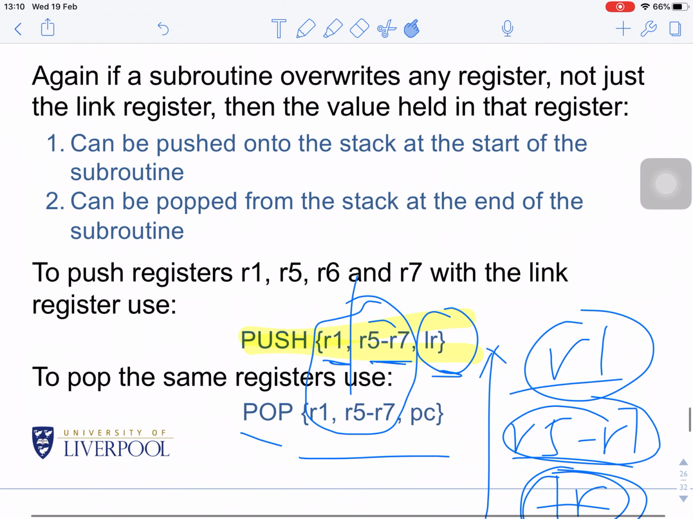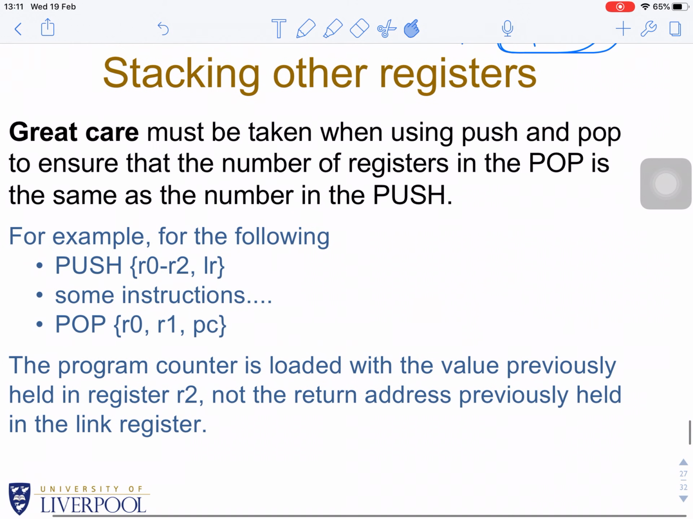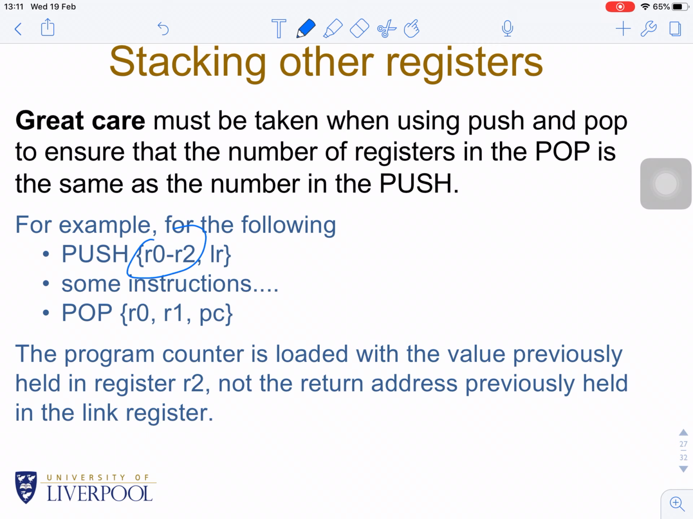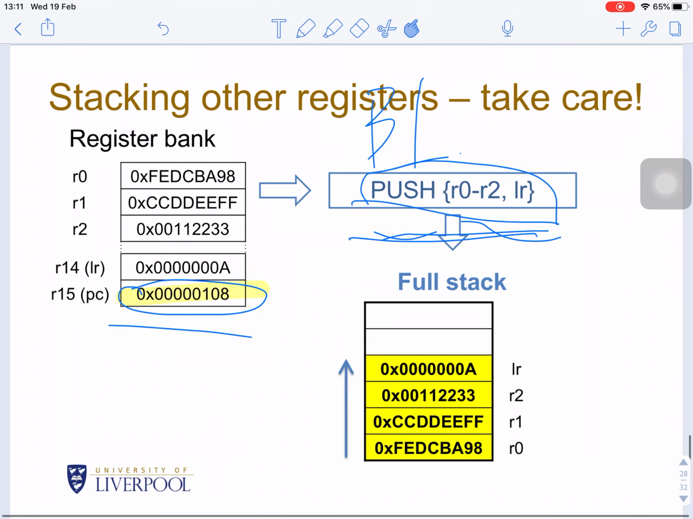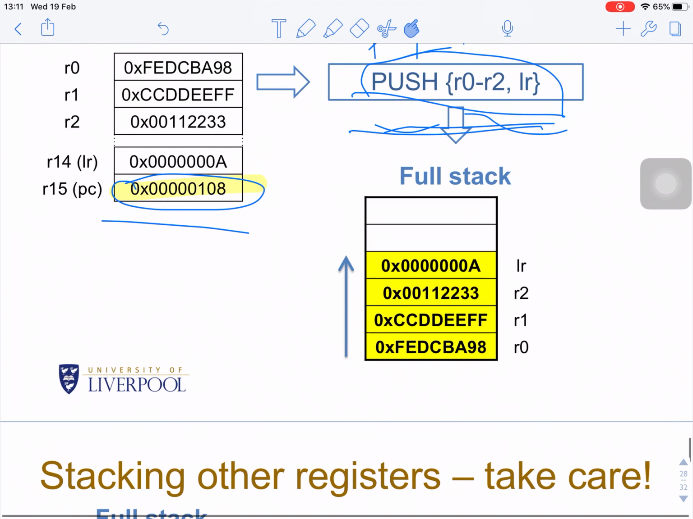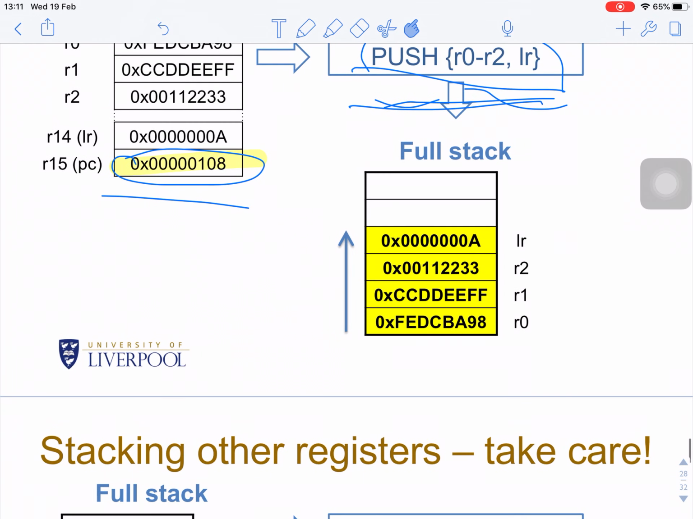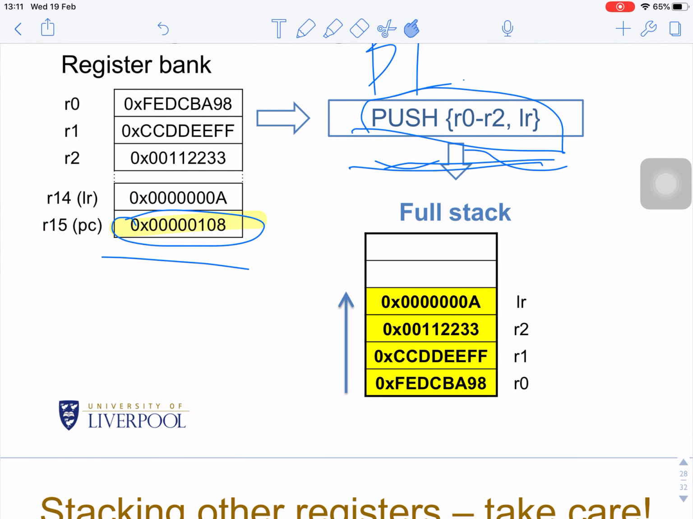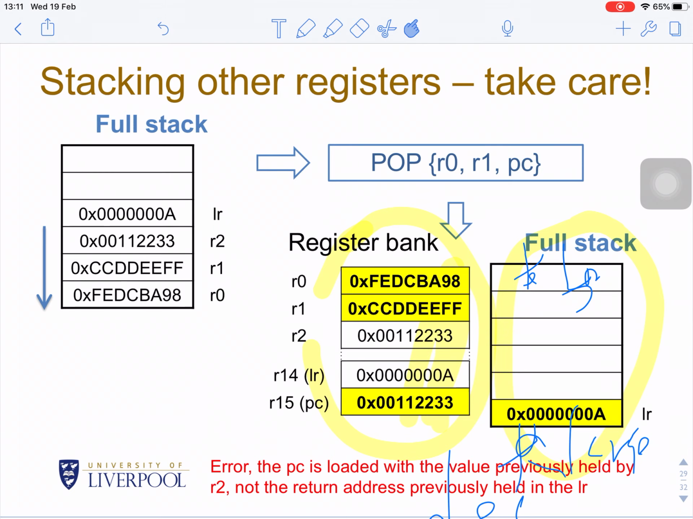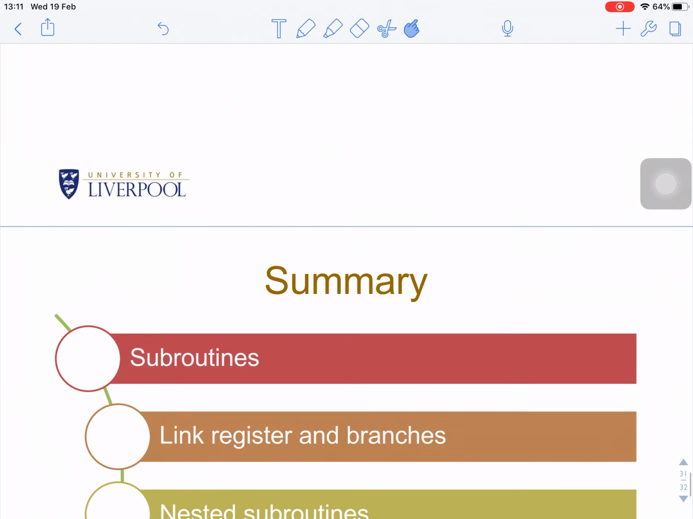So the thing is very simple: as long as you push R1, R5 to R7 and LR, we pop R1, R5 to R7 and PC, just to make sure that these two match, where push is linked with LR and pop is linked with PC. We can stack every other register as well, but the only thing is that the number of registers must be the same. We can push them in, for example R0, R2, LR, and we can stack other registers. So that's all for this.